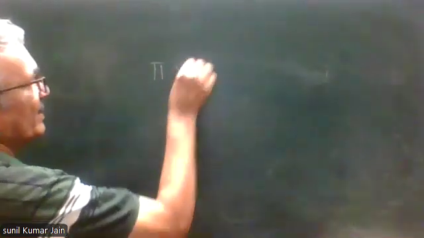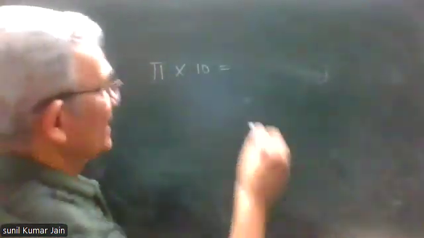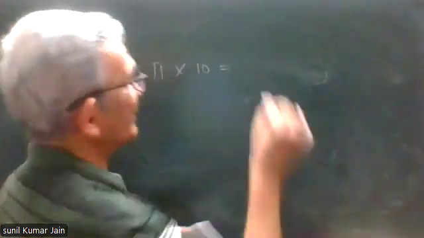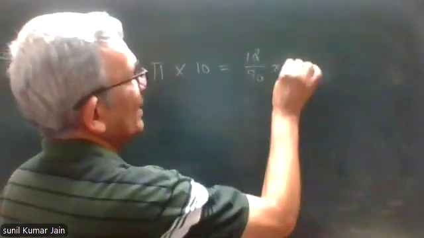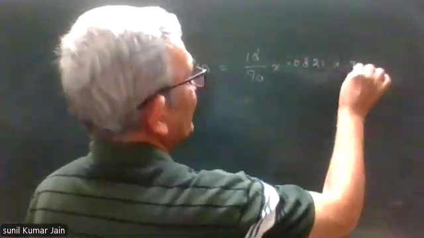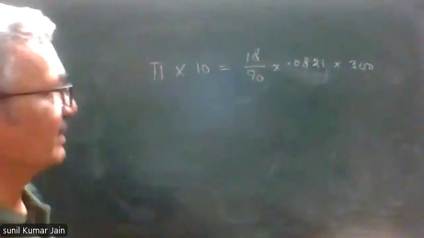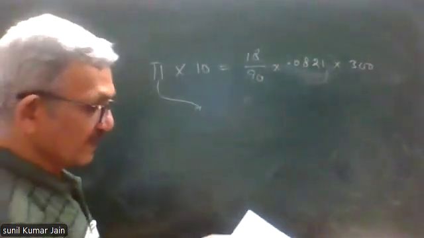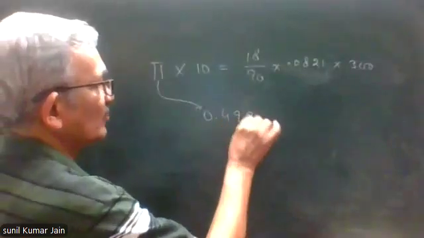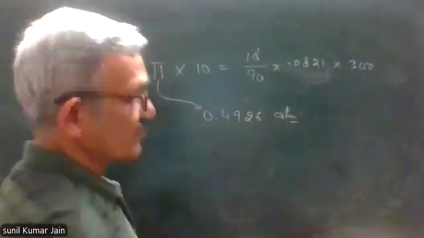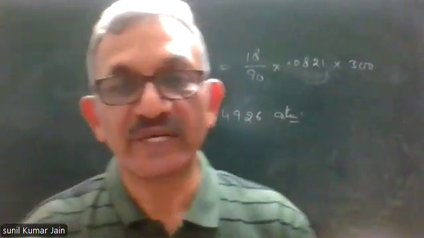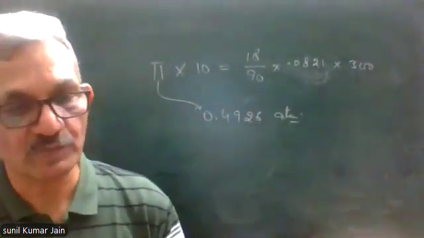Numerical is: calculate OP of the solution at 27 degrees centigrade, 10 liters of which contains 18 grams of solute, molecular weight is 90. Pi into V, 10 liters of solution. Number of moles will be 18 grams, molecular weight is 90, 18 divided by 90, into 0.0821, and temperature on Kelvin scale will be 300. So answer will be 0.4926 atmosphere. 0.4926 atmosphere will be the value of osmotic pressure.